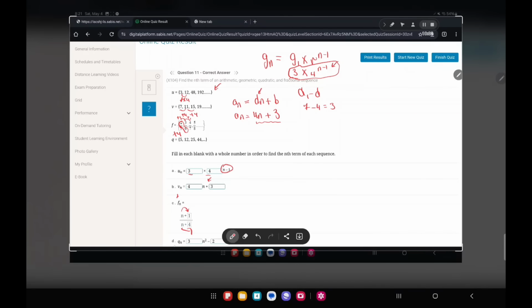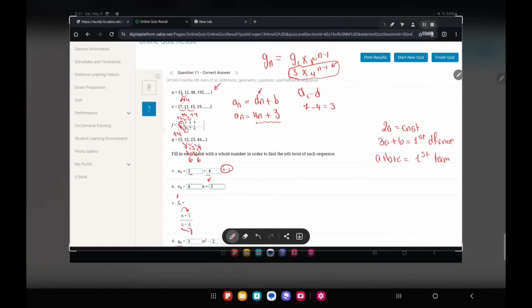Then for Qn, obviously, 5 to 12 is 7, 12 to 25 is 13, then 25 to 44 is 19. So that means 7 to 13, we have 6, and 13 to 19, we have 6. That means, obviously, we're working with a quadratic because we have two separate sets of differences. And for the quadratic, if you remember, 2a equals the constant difference, 3a plus b equals the first difference, and a plus b plus c equals the first term.